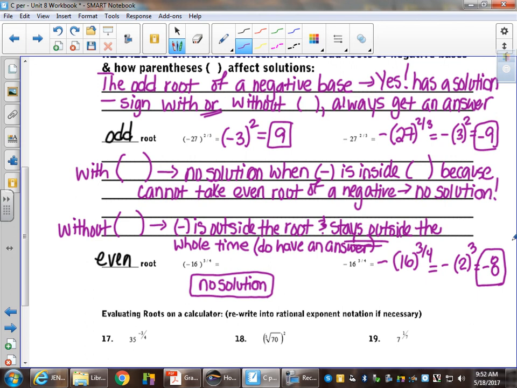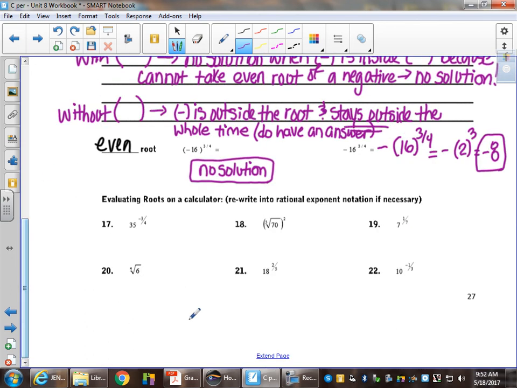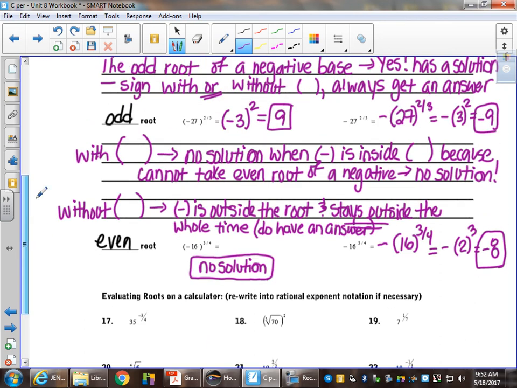17 to 22, we will be using a calculator. Phones do not count, so if you need a calculator, come grab one. We're going to learn how to evaluate with a calculator. So the difference here was that this is an odd root. I can take the odd root of a negative. And I can show you another example after class quickly.